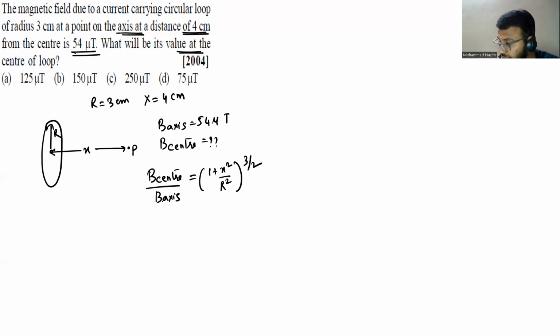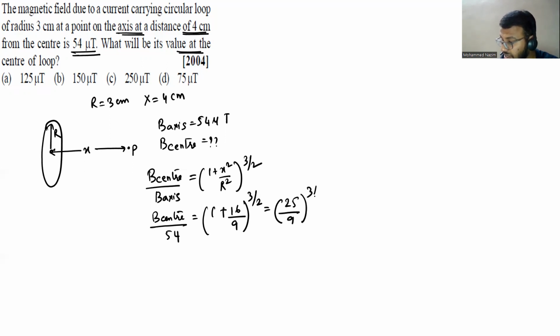Now this I will substitute. B center is unknown. B axis is how much, students? 54 microtesla, and 1 plus x. x is nothing but 4. 4 square will be 16, and r square, 3 square, 9, whole power 3 by 2. So if you take LCM, 9 plus 16 will be 25. 25 by 9, whole power 3 by 2. 25 can be written as 5 square, 9 can be written as 3 square. So 5 by 3 the whole square into 3 by 2.